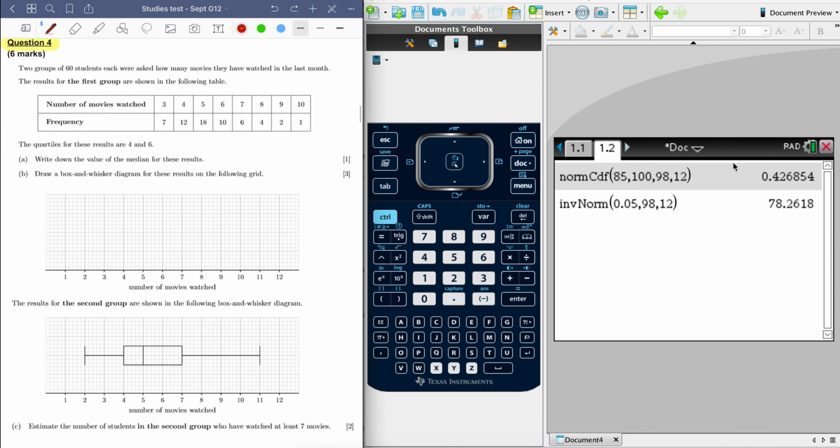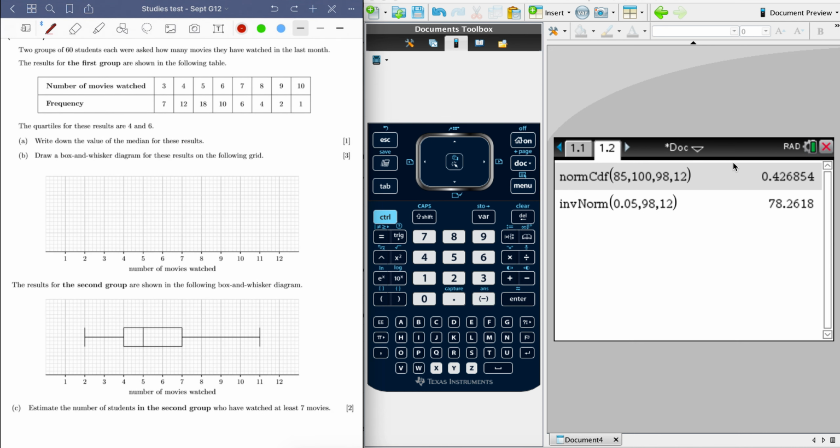We're going to look at question 4, and we have a group of data given to us. It's a frequency table, but it's not grouped. We know the exact values. And the first thing is asking us to work out the median value.